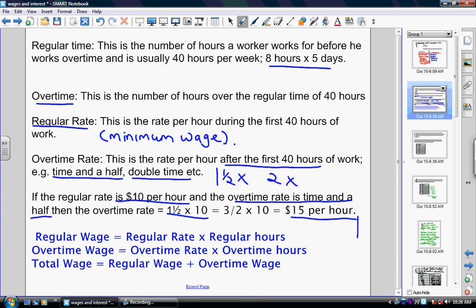So when we are calculating our regular wage, we will multiply our regular rate by the regular hours. When we are calculating our overtime wage, we will multiply our overtime rate by overtime hours. And when we are calculating our total wage, we will add our regular wage to our overtime wage. Just add them together. Okay? Let's look at an example.